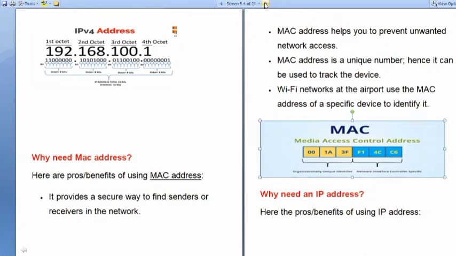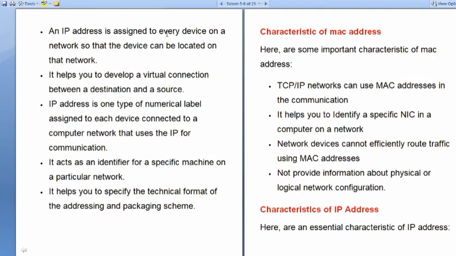Okay, now going to the next part. Why do we need an IP address? An IP address is assigned to every device in a network so that they can be located. To know the location of the device, where it is and where the data has to be sent, you need an IP address. It helps to develop a virtual connection between the destination and source. Yes, the statement is correct, truly.